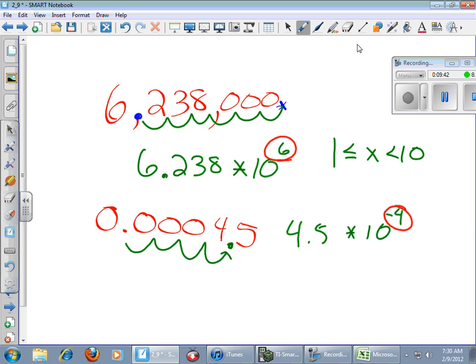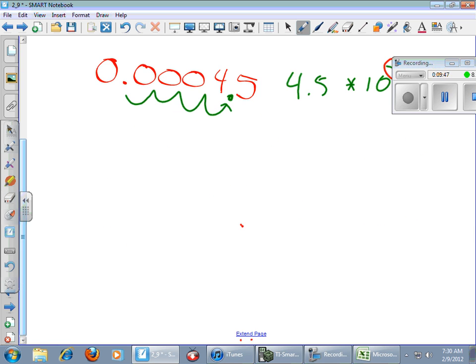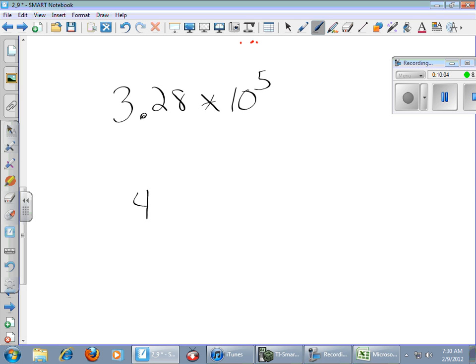Okay, now going the other direction, going from scientific notation to standard is very similar. Okay, so if we're in scientific notation, like 3.28 times 10 to the 5th power, or 4.16 times 10 to the negative 8th. All right. We want the decimal point to go to standard. We want it to be at the end of the number.